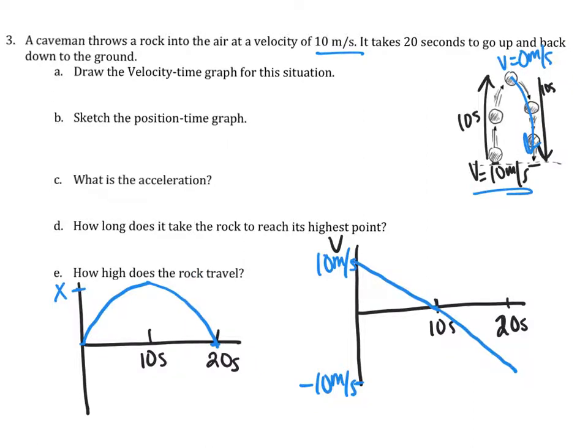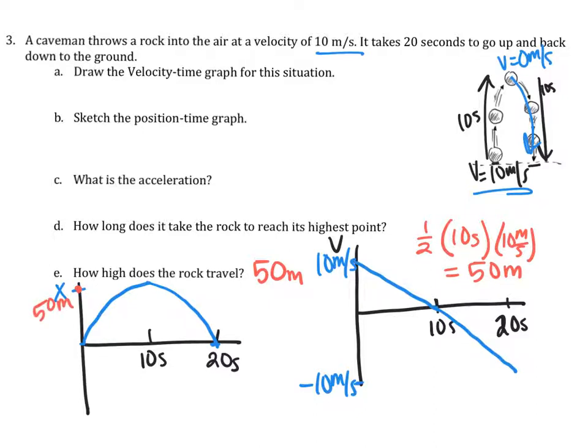So to do this, you're just going to do 1/2 times the width, which is 10 seconds, times the height, which is 10 meters per second. And then when you multiply that out, you're going to get an answer of 50 meters. So this is the answer for E. And then we're going to mark that here as well, that it's 50 meters is the height that it reached.